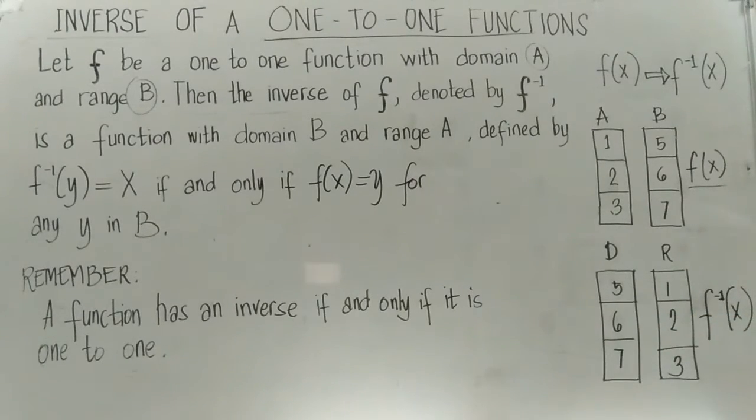Then, below is the illustration of the domain and range of your inverse. That is how to illustrate. For the inverse of f of x, the domain is 5, 6, and 7. The range is 1, 2, and 3. Based on this, we have A, B, and on the inverse, we have B, A. To make it simple, the domain and range of a function and its inverse are interchanged. Simple as that.